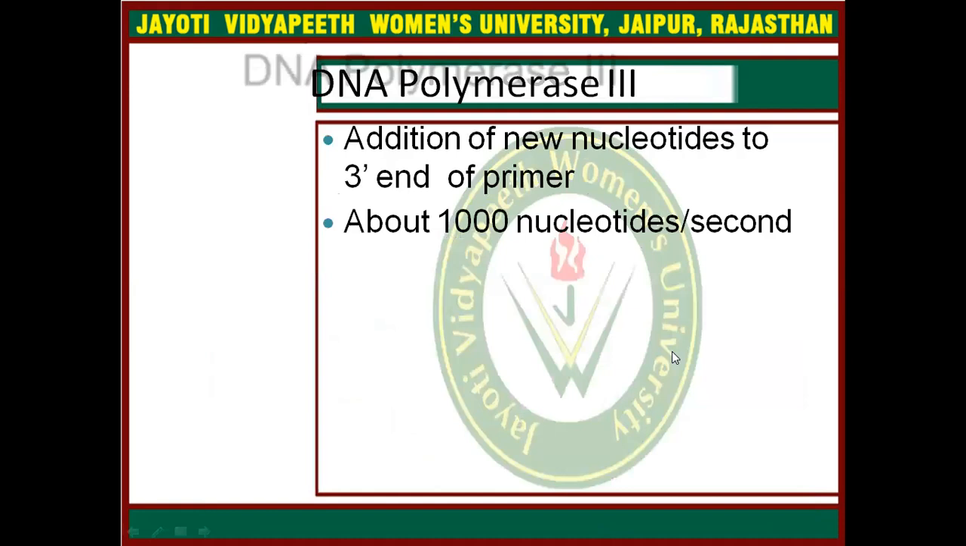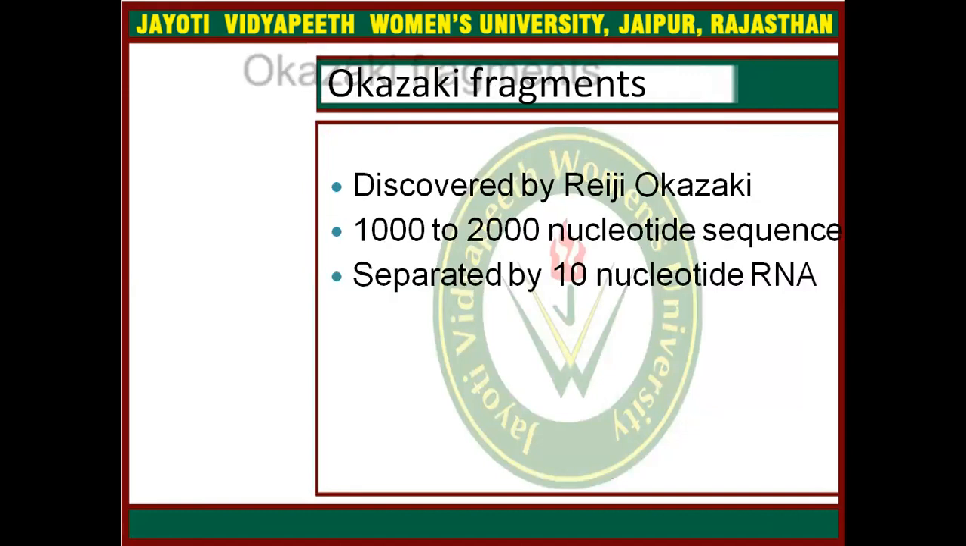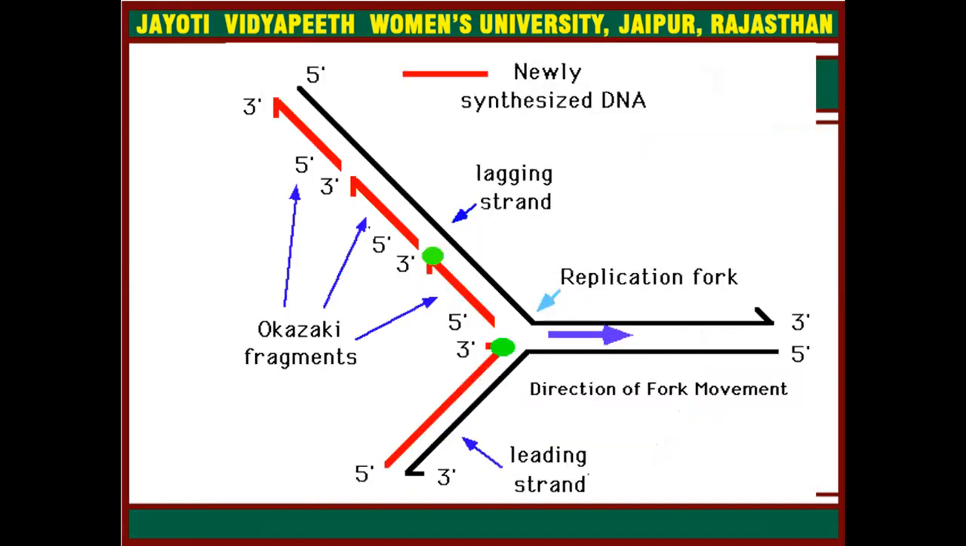Next one is DNA polymerase III, which adds new nucleotides at the 3' end of the primer, at about 1000 nucleotides per second. It is the speed of addition of dNTPs into the new strand. Next one is the Okazaki fragments. They were discovered by Reiji Okazaki, 1000 to 2000 nucleotide sequences, separated by a 10 nucleotide RNA primer.